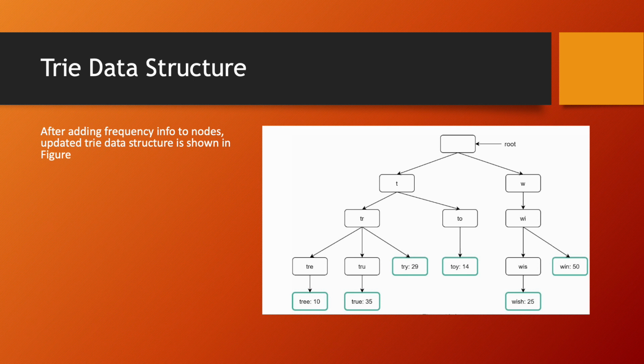After adding frequency info to the nodes, the updated trie data structure is shown in the figure. So for example, tree is accessed 10 times, true 35, try 29, toy 14, wish 25, win 50.